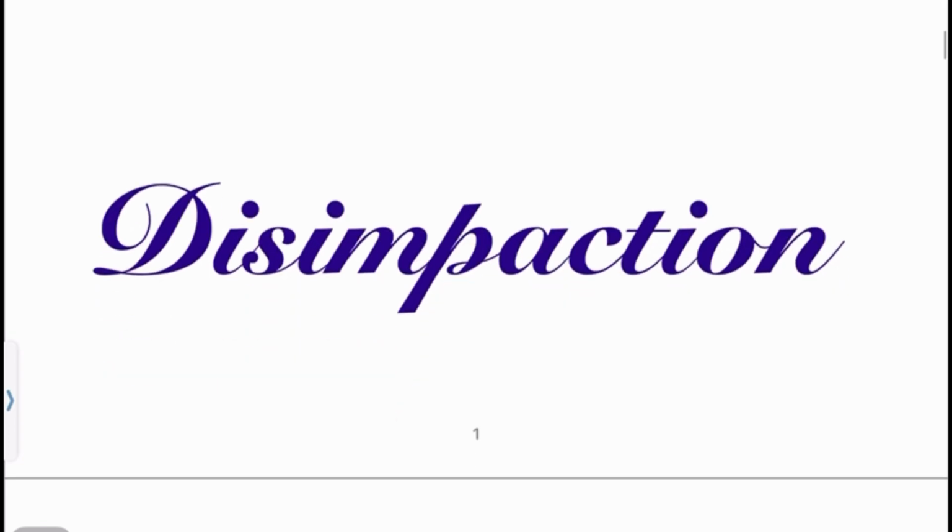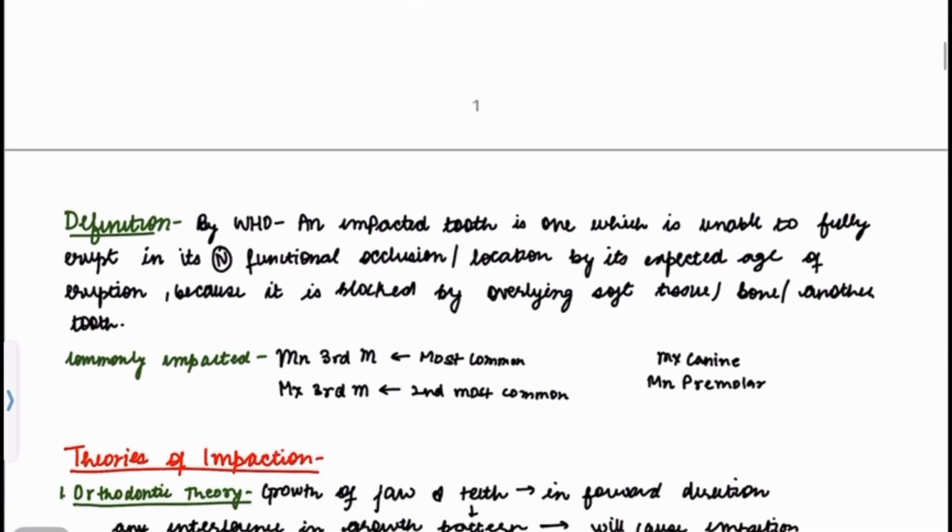Hello everyone. Let's see an important chapter of oral surgery today, disimpaction. We will be covering it in different parts. In this part, let's do the basics and definitions. So, what is an impacted tooth?